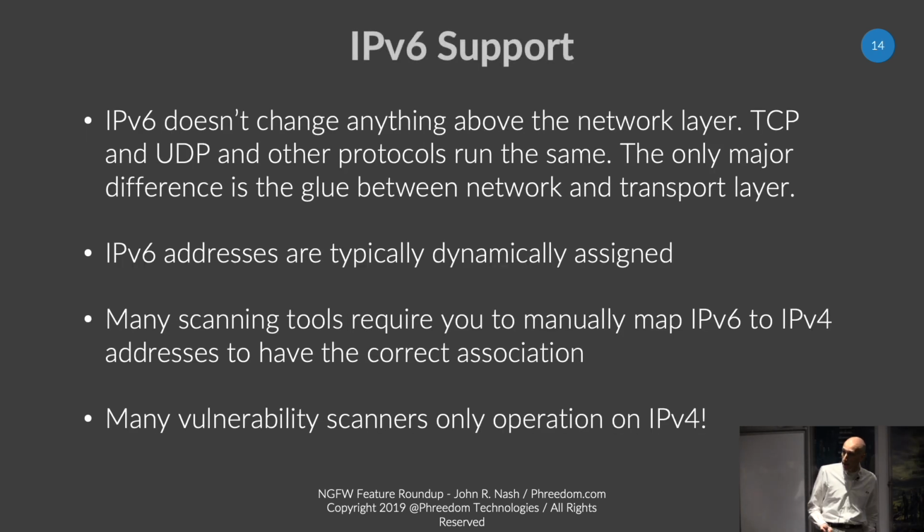IPv6 support. So it doesn't change anything above the network layer. TCP and UDP run the same, applications run the same. It's basically abstracted. But below that, some things are different. So the difference is the glue between the network and the transport layer. So IPv6 addresses are typically dynamically assigned. Sometimes they'll use your IP version 4 address as a beginning, and then use your MAC address and tack in some bits and bytes on that, and that combination will be your IPv6. Or there can be a DHCP server that hands it out.